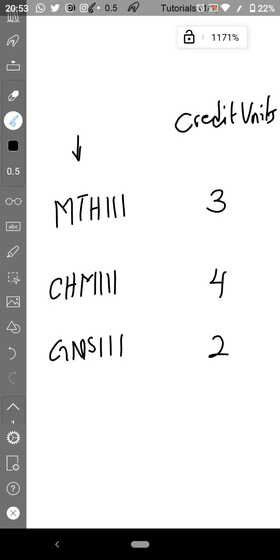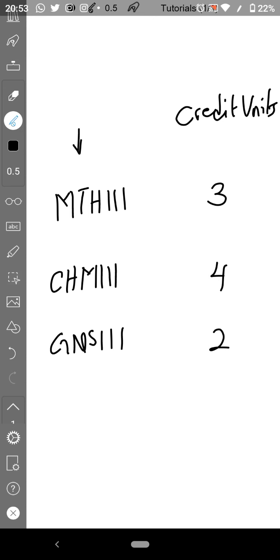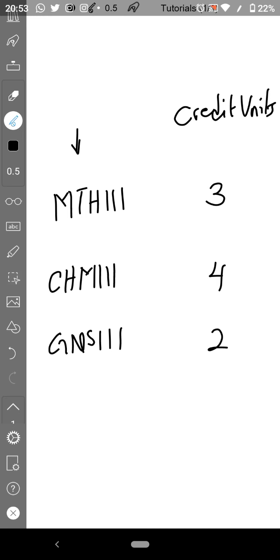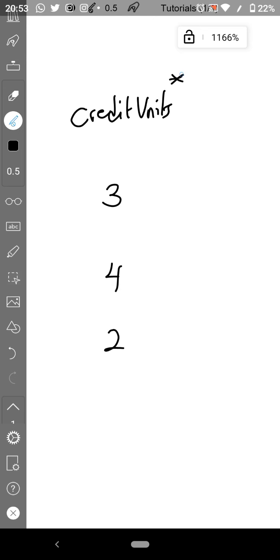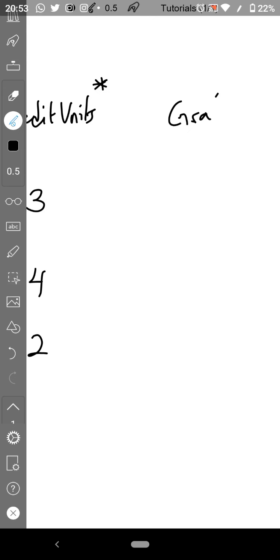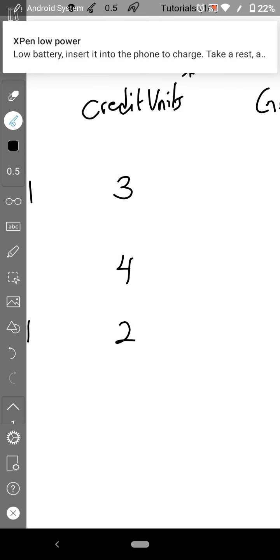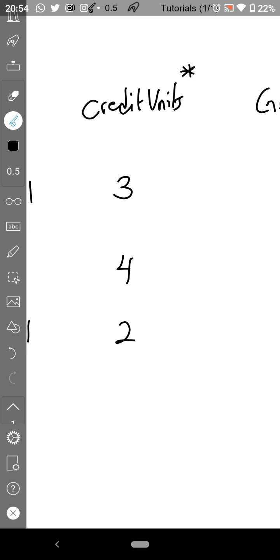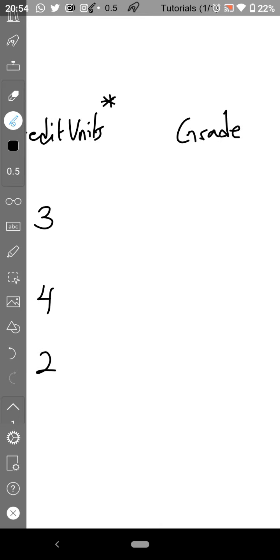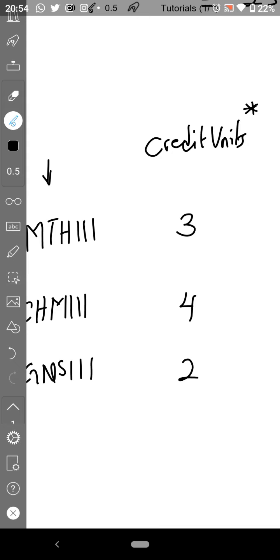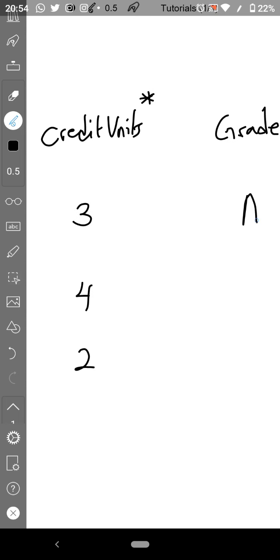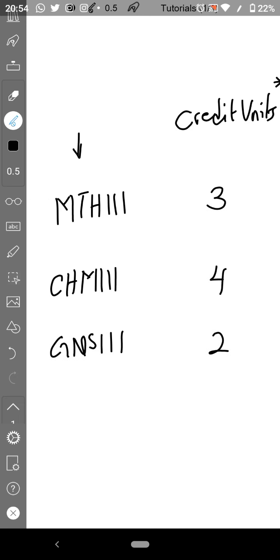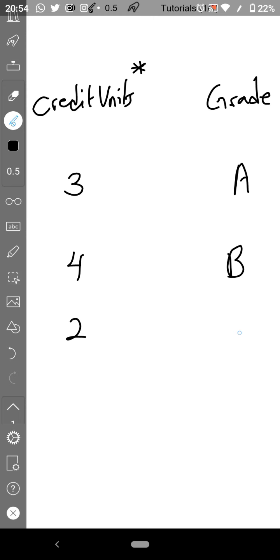So this is the credit unit. Each course has its own credit unit before you even register for the course. The department determines the unit for each course, so you don't determine that. Now, after credit units, you would have your grade. Obviously, your GPA is determined after your exams, after your results are out. So you can only have a GPA when you've written the exams and your results are out. So grade is going to reflect which particular mark you got in each subject. Let's say you got an A in Maths 111, you got a B in Chem 111, and you got let's say a C or a D at GNS.